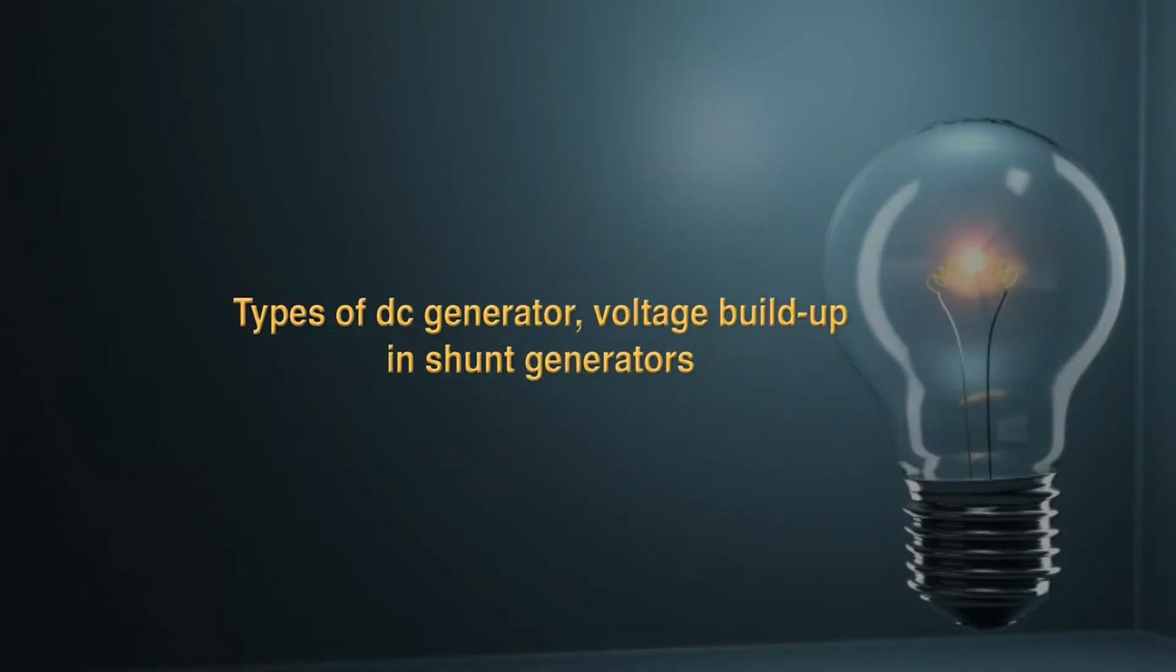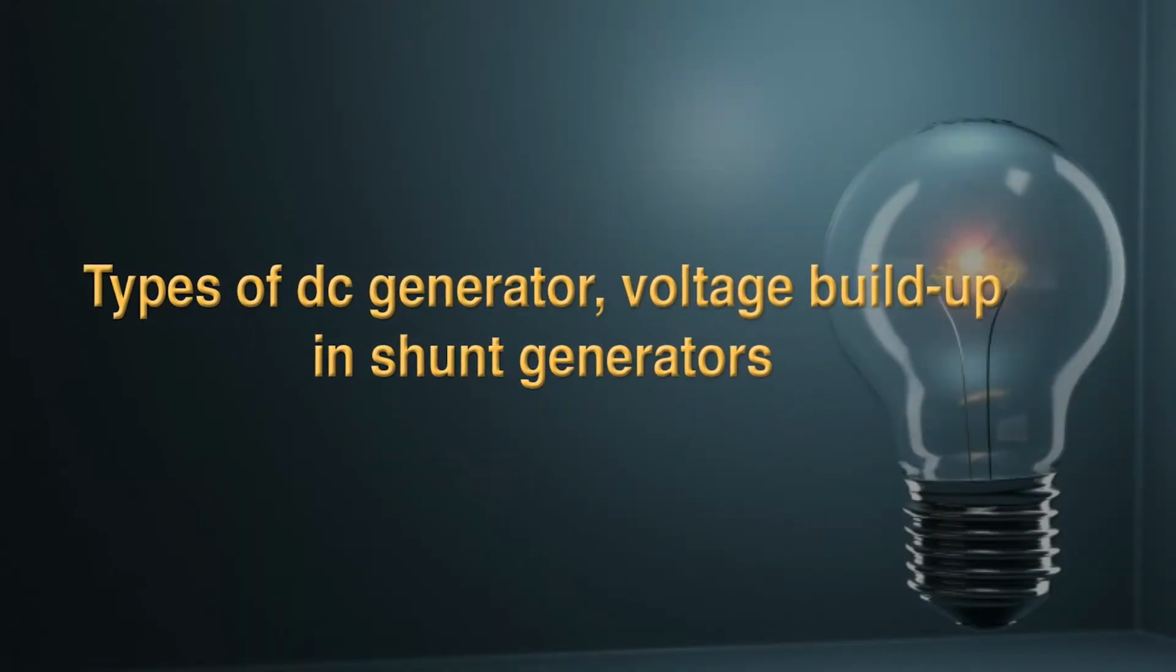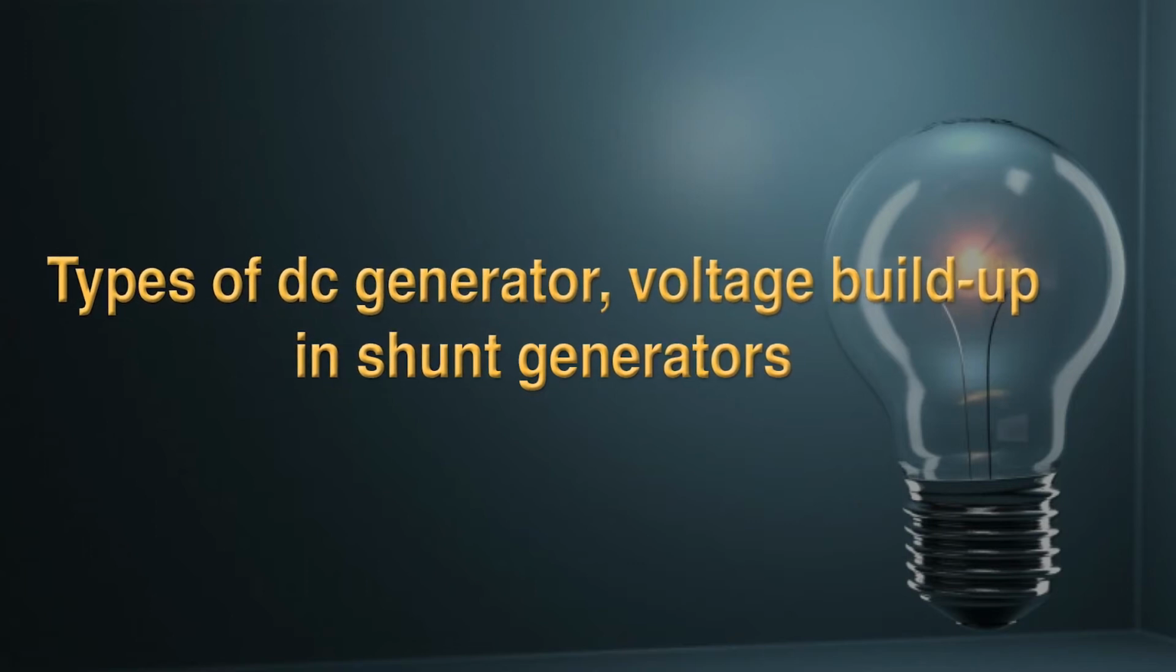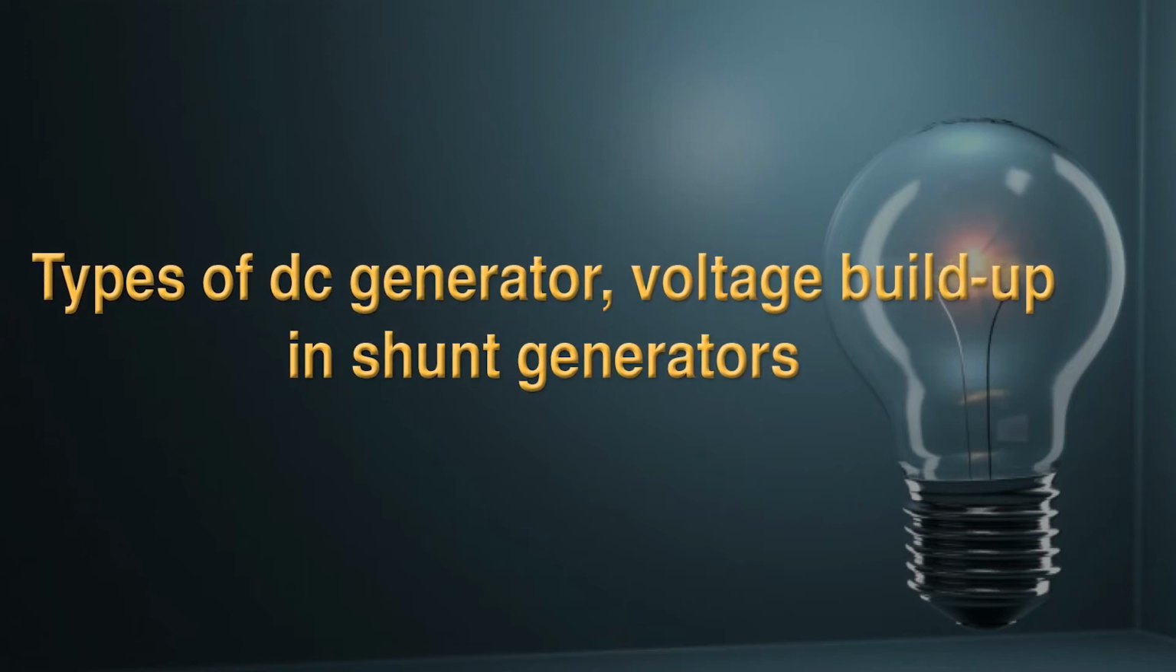In the previous session, we discussed the construction and working principle of the DC generator. We have also derived an EMF equation of the DC generator. Dear learner, in this session, we would discuss different types of DC generator like the separately excited DC generator. Under the self-excited DC generator category, series wound, shunt wound and compound wound generators would be discussed.